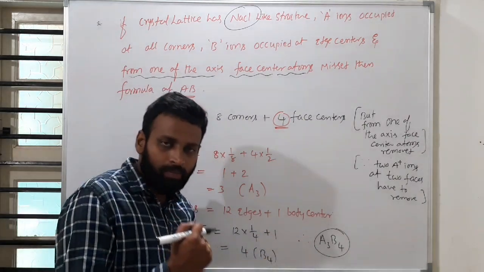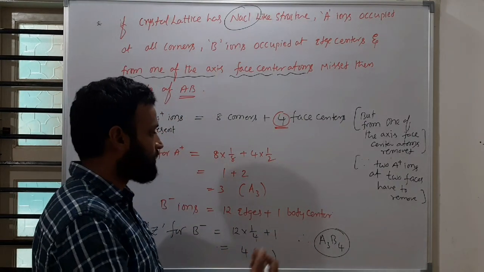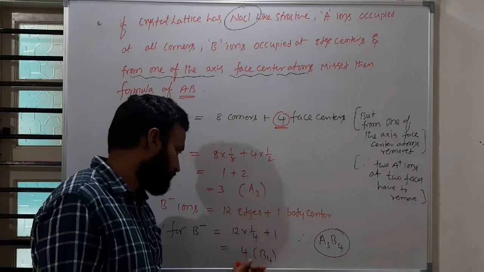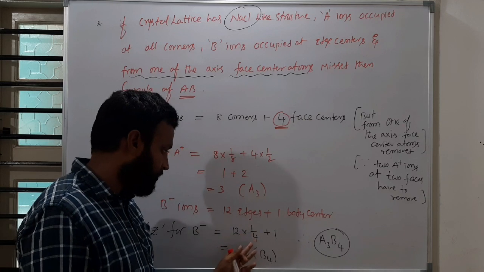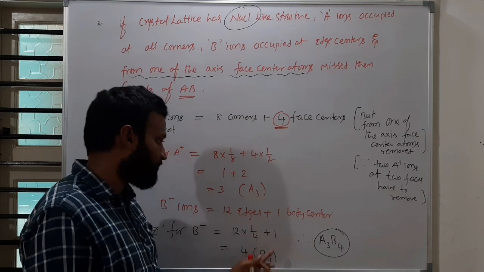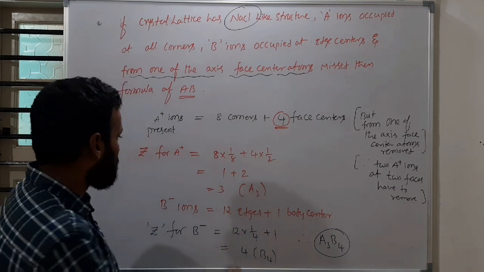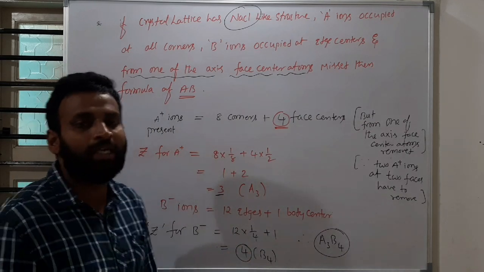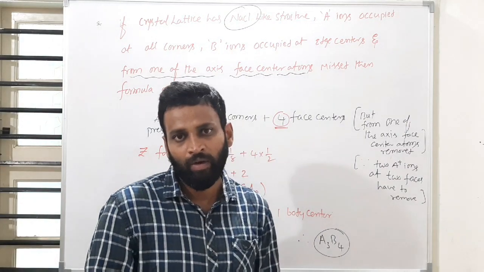Who are present at edge center, that is also present in body center. So therefore I have this 12 into 1 by 4 plus 1. So 12 into 1 by 4 means 3, 3 plus 1, 4, B4. So A3 and B4, because A plus ions are 3 and B minus ions are 4. So A3B4 is the formula. Okay, got it?